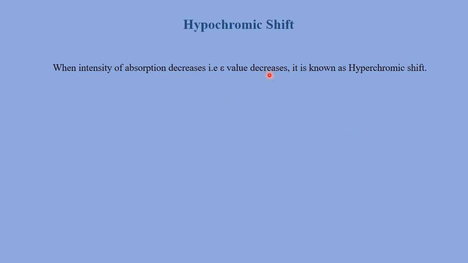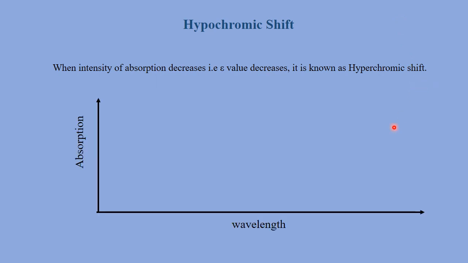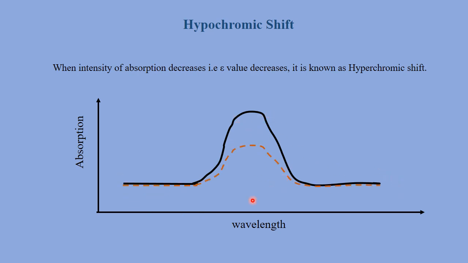When the intensity of absorption decreases, that is, the epsilon value decreases, it is known as a hypochromic shift. If we plot the absorption versus wavelength graph, then this is the normal graph, and here we can see the shifting from the normal position, that is, a decrease in the intensity of absorption. This type of shift is called a hypochromic shift.